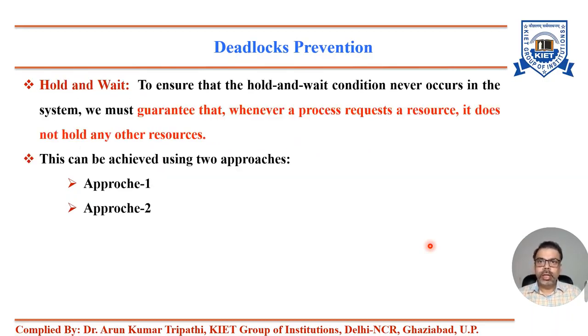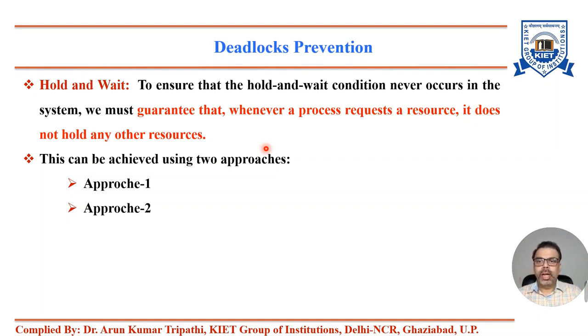Second one is hold and wait. To ensure the hold and wait condition never occurs in the system, we must guarantee that whenever a process requests a resource, it does not hold any other resources. Meaning if I am requesting some resources from the system, then initially I should not have any resources.